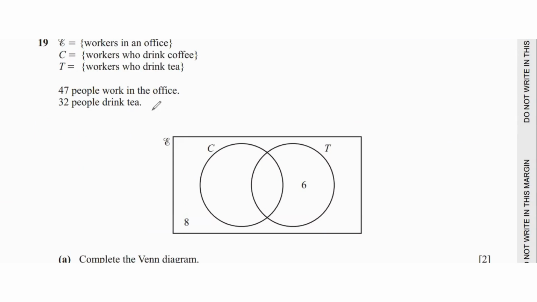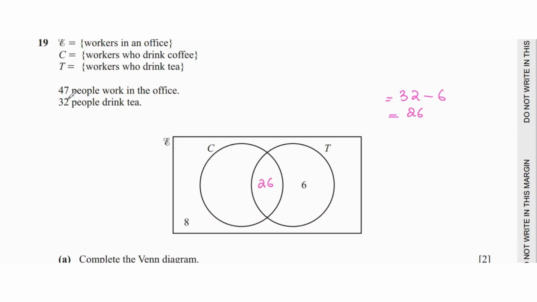So if 47 people work in the office and 32 people drink tea, that's the total number of people who drink tea, which also includes the people who drink coffee and tea. So to find the intersection between coffee and tea, we do 32 minus 6, which will give us 26. So 26 people drink coffee and tea.